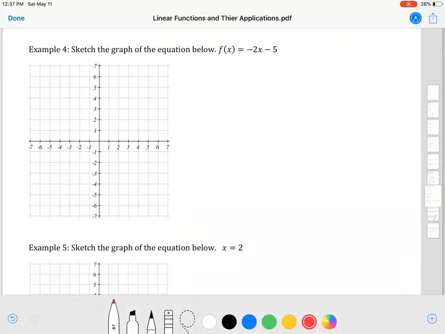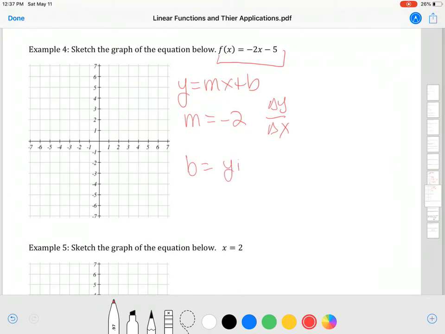Okay, next example, we're given the equation. We have our equation in mx plus b form. My m is -2. Remember, that's the slope, which is the change in y over the change in x. And my b, which is my y-intercept, is -5. So I know for sure that on the y-axis, this line is going to pass through the point -5.